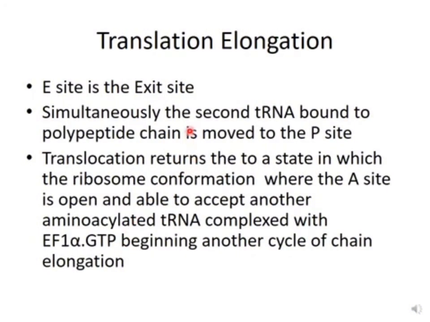This would happen simultaneously, with the second tRNA bound to the polypeptide chain moving to the P site, as I mentioned. This translocation returns the ribosome to the state where the A site is open, allowing new charged tRNAs to come in and check if their anticodon matches the codon on the exposed mRNA. And that tRNA is also in complex with EF1 alpha GTP, starting another cycle of elongation.